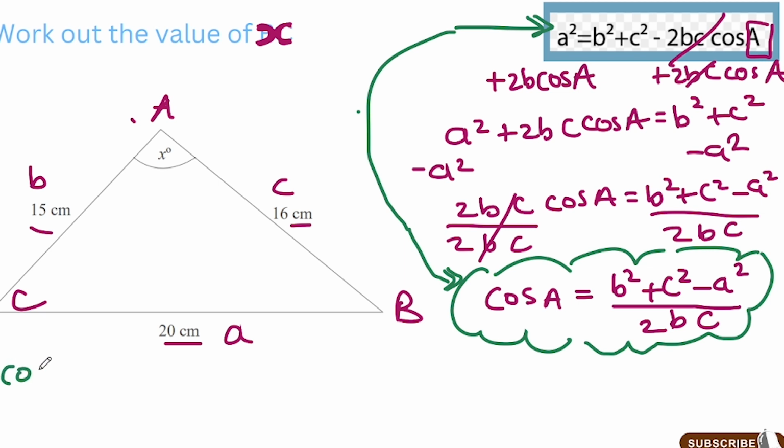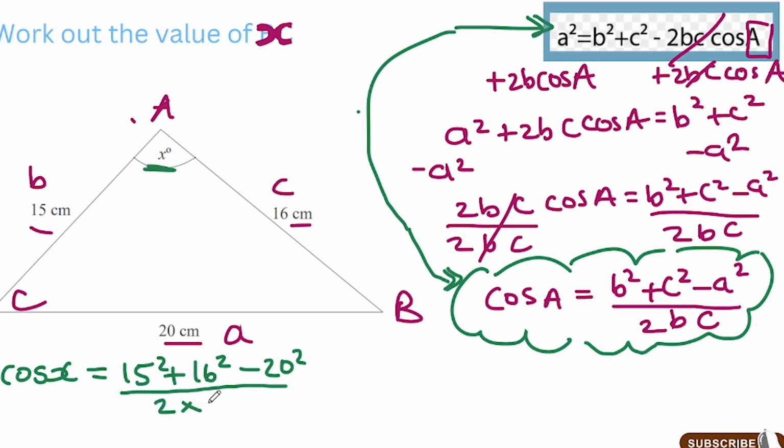So I've got cos x in this case, because A represents x, equals b squared, which is 15 squared, plus c squared, which is 16 squared, take away 20 squared, all over 2 times b, which is 15 times 16. And if you put that into your calculator, you will get cos x equals 27 over 160.